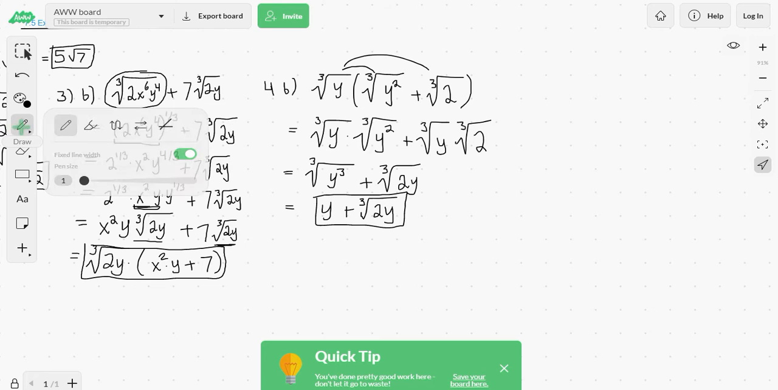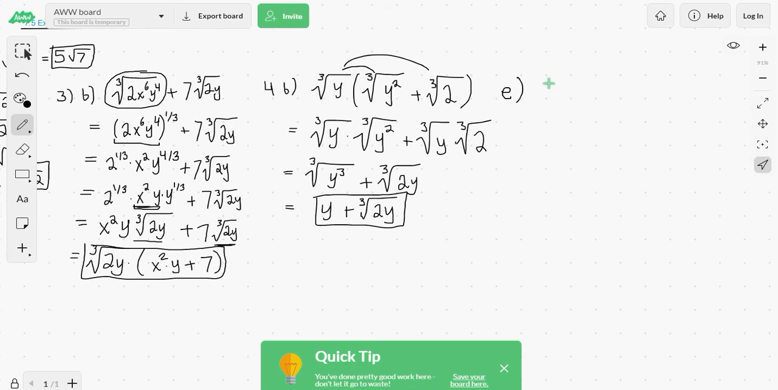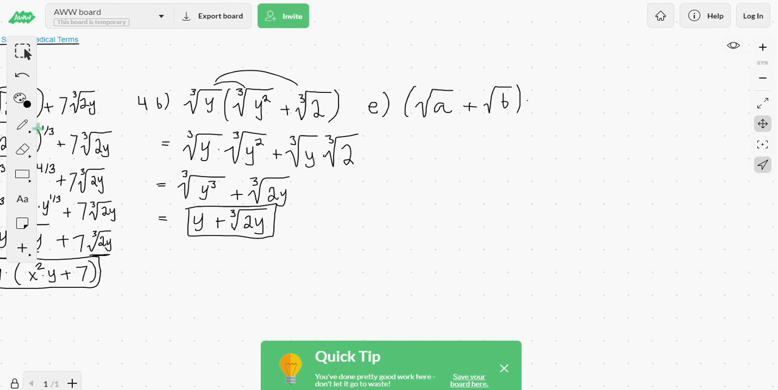Let's try out one more from this section of examples. Let's consider what happens if we multiply the following two things. Let's say we multiply the square root of a plus the square root of b, pan over a little more, times the square root of a minus the square root of b.